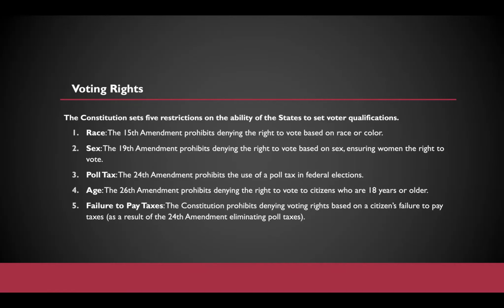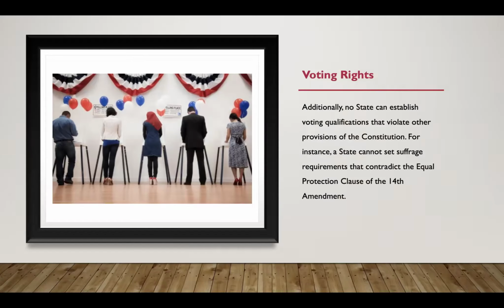And finally, number 5, failure to pay taxes. The Constitution prohibits denying voting rights based on a citizen's failure to pay taxes as a result of the 24th Amendment eliminating a poll tax. Additionally, no state can establish voting qualifications that violate other provisions of the Constitution. For instance, a state cannot set suffrage requirements that contradict the Equal Protection Clause of the 14th Amendment.